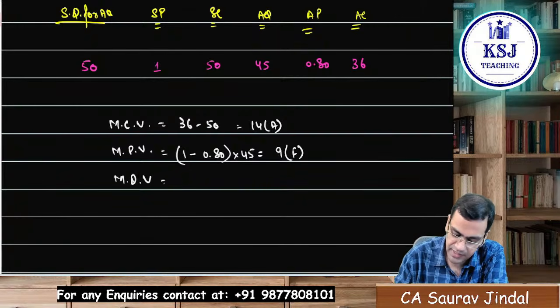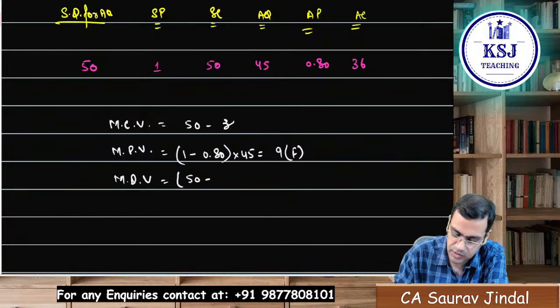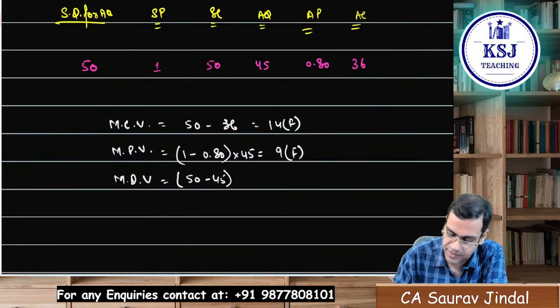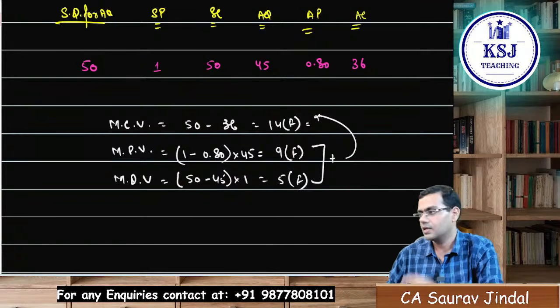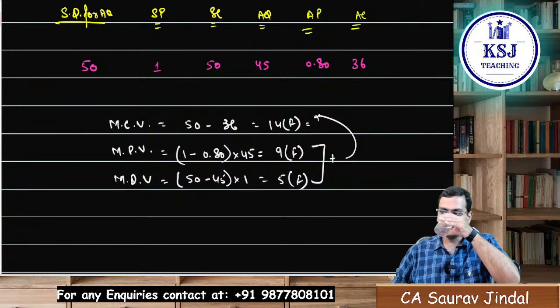Material quantity variance, that is standard quantity 50, actual quantity is, oh sorry sir, here it is standard minus actual, that's why I'm saying 14 favorable, sorry, 50 minus 45 into 1, that is 5 favorable, right? So the sum total of these two will be equal to this. Clear? Done, sir. First question done. 14 favorable.